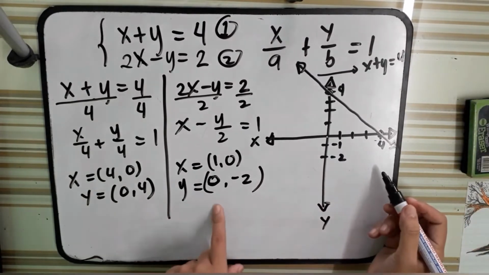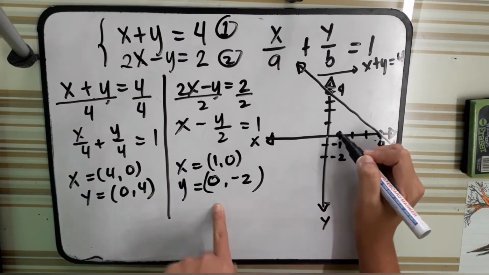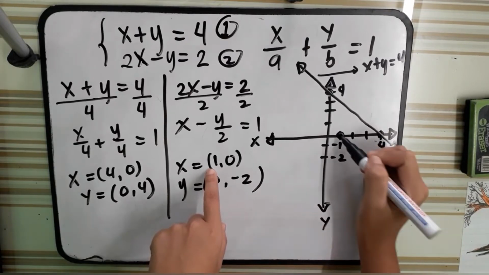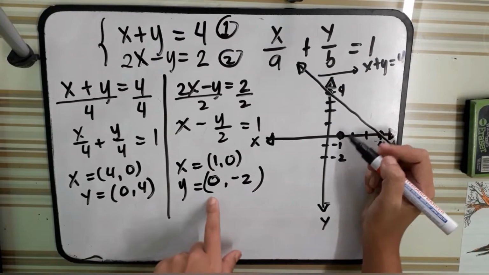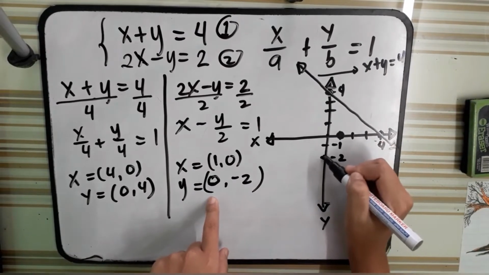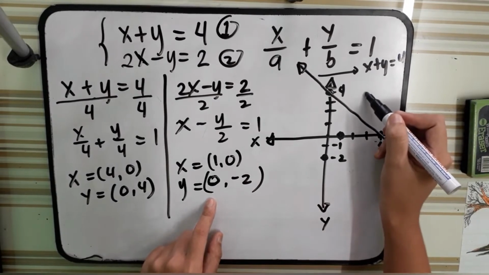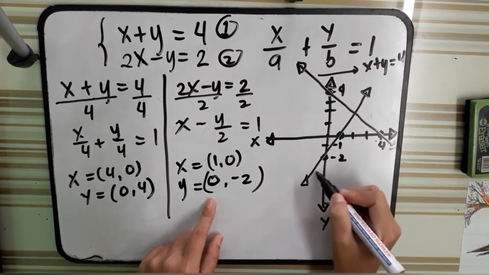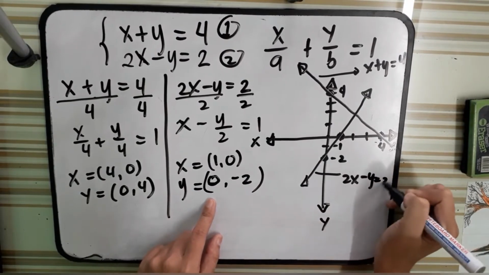Now let's have the second equation. (1, 0), so this is (1, 0), and it is here. So we plot the point here. Now for y, we have (0, -2). So here it is. Then we connect our points. So this is the graph for 2x minus y is equal to 2.